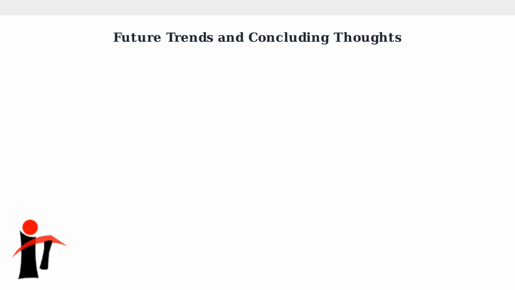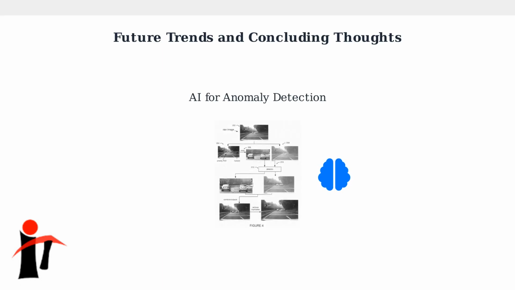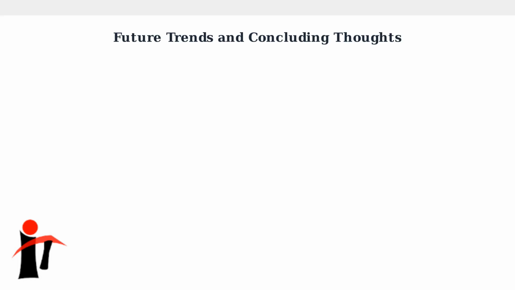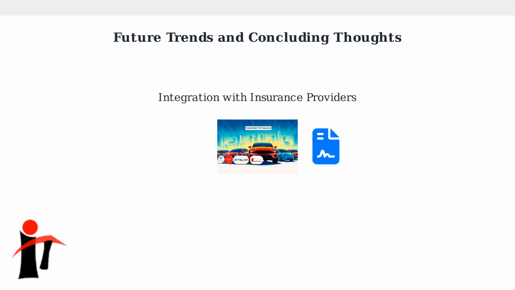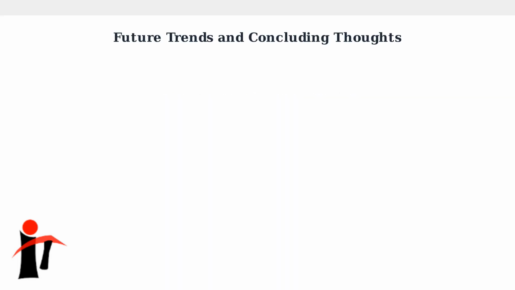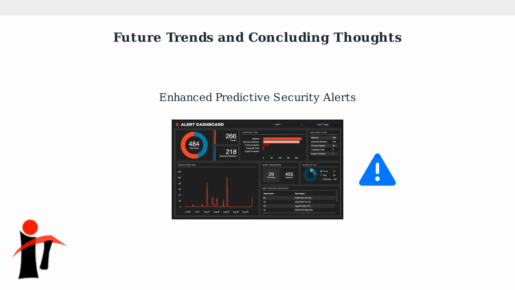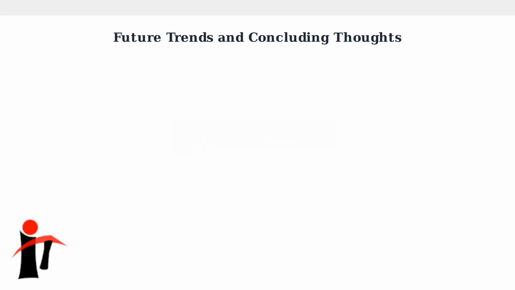As Tesla continues to advance its camera technology, the future holds exciting developments that will make vehicles even smarter and more secure. One major trend is the integration of advanced AI for anomaly detection, allowing cameras to identify unusual events in real time, such as vandalism or suspicious activity. Future updates will integrate camera data with insurance providers, enabling automated incident reporting and potentially lower premiums for safe drivers. Enhanced predictive security alerts using machine learning will warn owners of potential threats before they occur, based on patterns in camera footage.